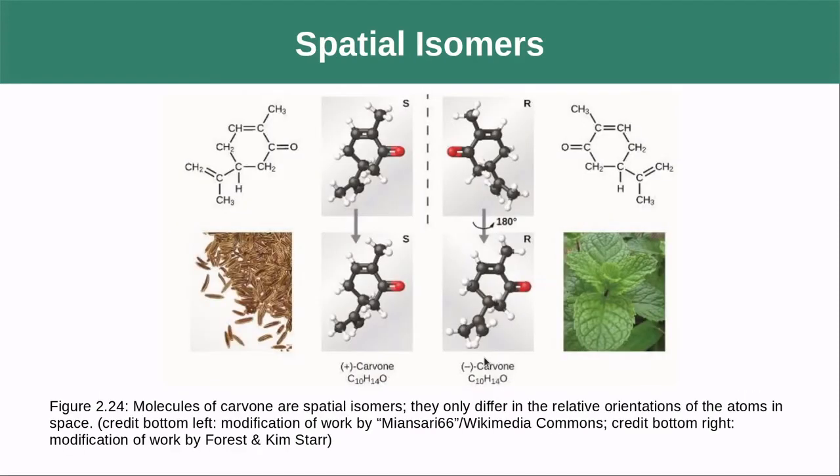Spatial isomers. So this one's a little tricky. In this case, we have the same kind of atoms. They are actually, for the most part, arranged exactly the same way, except that they're mirror images of each other. You could think of this like how your left hand is very similar to your right hand, but they're not superimposable. They're not the same thing. Your left glove doesn't fit on your right hand.